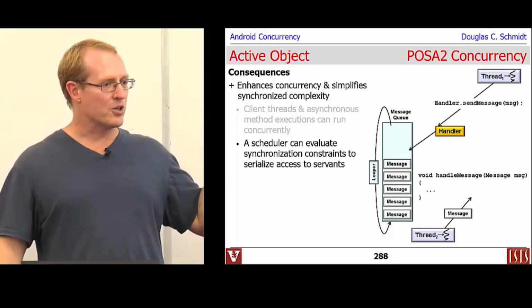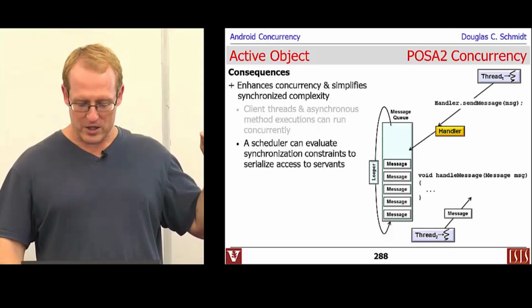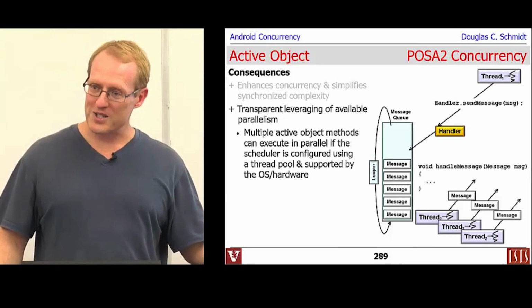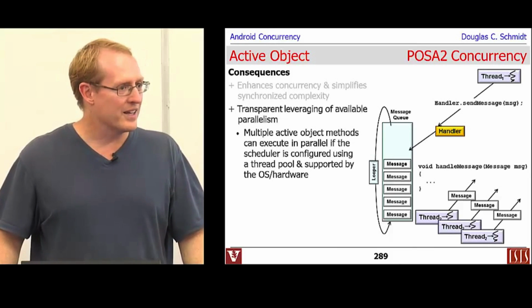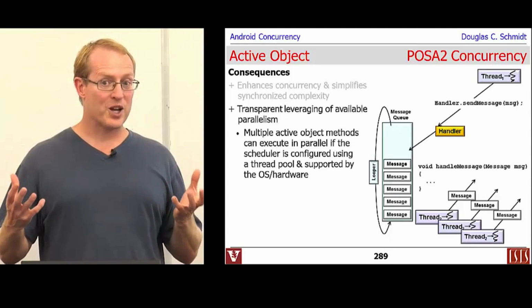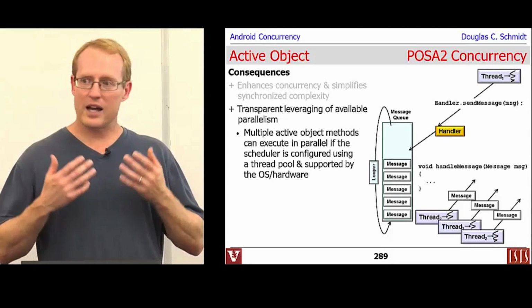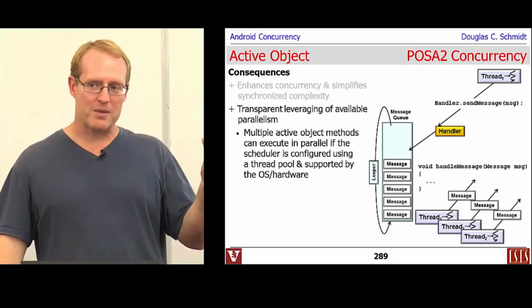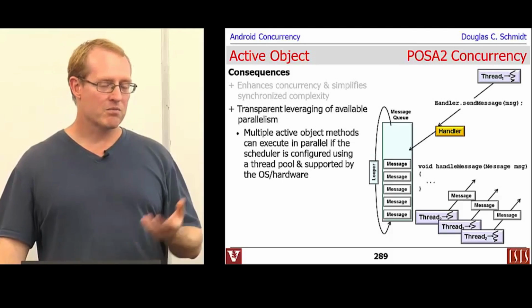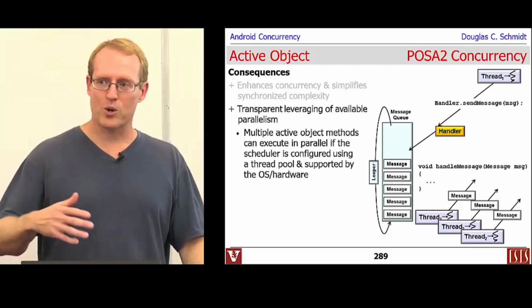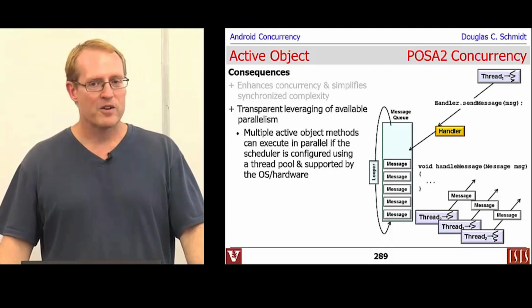You can have a scheduler that can be used to evaluate various synchronization constraints. If you have multi-core processors on your platform and you have the stomach to make sure that your servant code is thread safe, then you can actually spawn a pool of threads, typically roughly around the same size as the number of cores, give or take. Typically you have a few more threads than there are cores. Maybe if you have 4 cores, you might have 8 threads in the pool for various reasons.